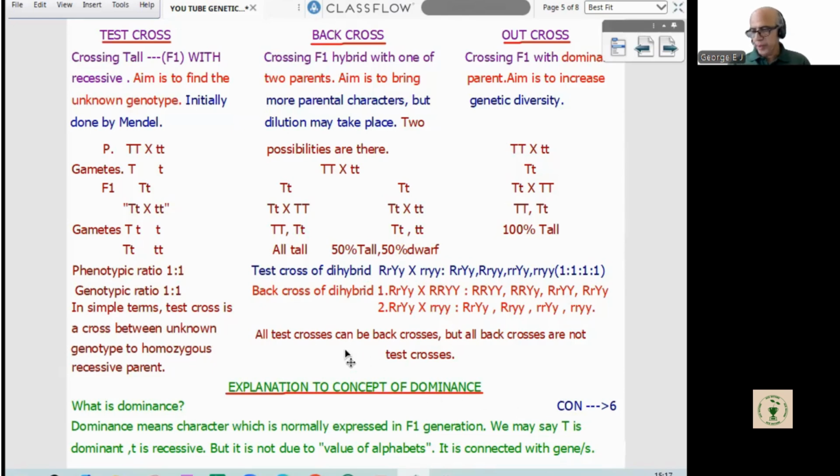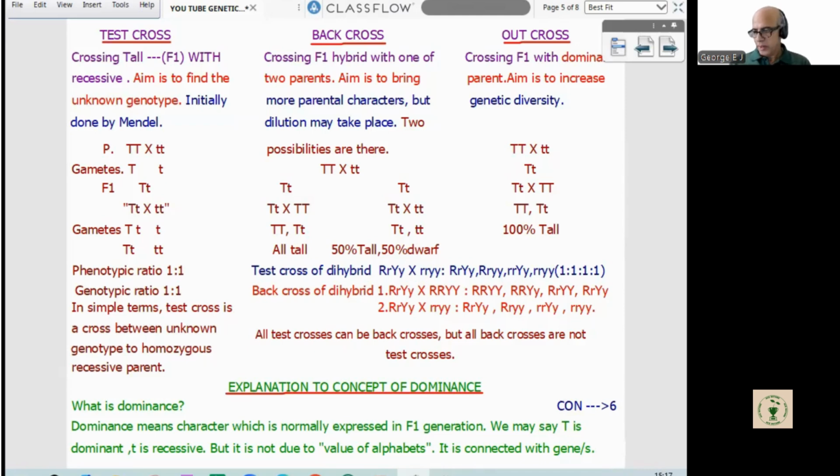Now a famous statement, all test crosses can be back crosses. Because back cross can be either test cross or crossing with the dominant. But all back crosses are not test crosses. Because back crosses can be crossing F1 with either capital T or with the small t. So 2-way possible, but test cross is always crossing F1 with the homozygous recessive. I think that statement is clear. It's an important one. So all test crosses can be back crosses, but all back crosses are not test crosses.